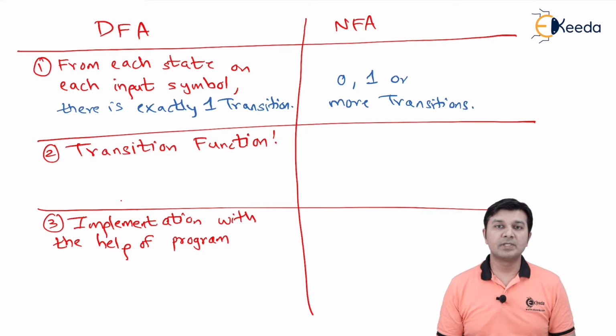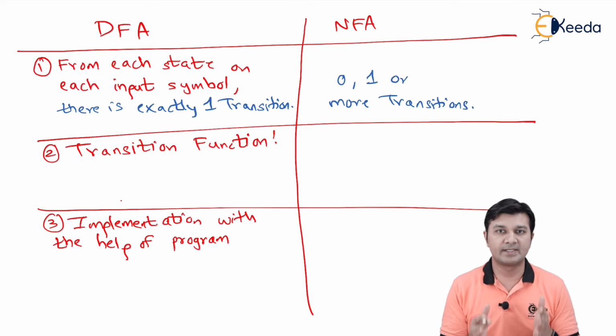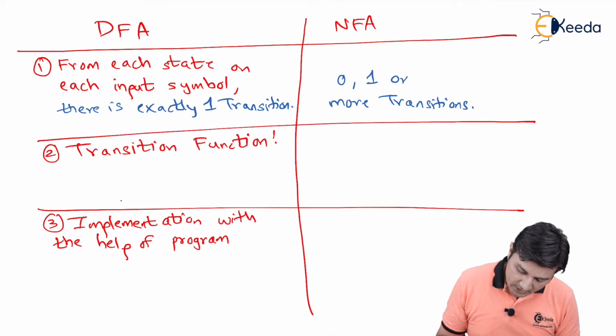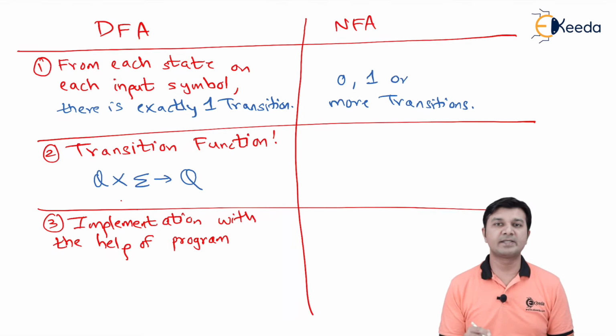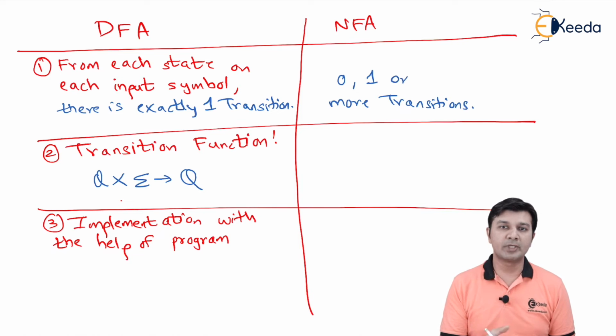The next point of distinction is going to be our transition function. The transition function for DFA is: given a state and an input symbol, what is the next state? So we write it as Q for the given state, sigma for the input symbol, and for calculating the next state we represent it by another Q. So Q cross sigma gives me Q.